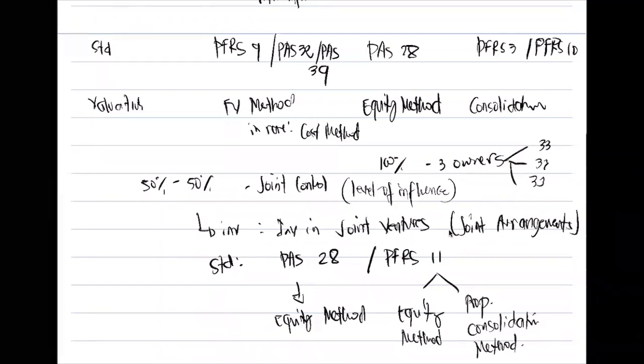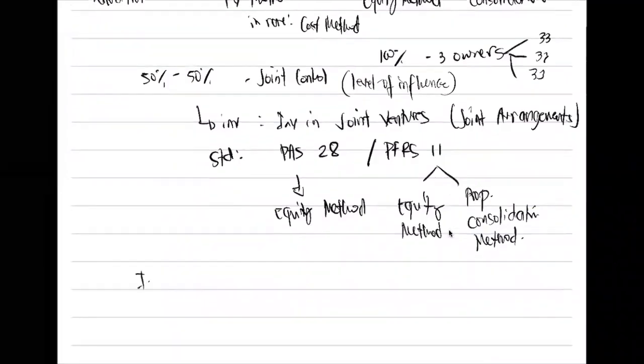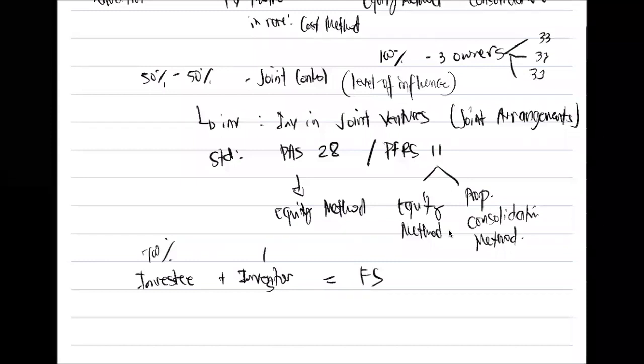So what is the difference of a consolidation and proportionate consolidation? In your consolidation, investee plus investor will give you the FS. 100% of that you combine. We call this FS as consolidated financial statement.